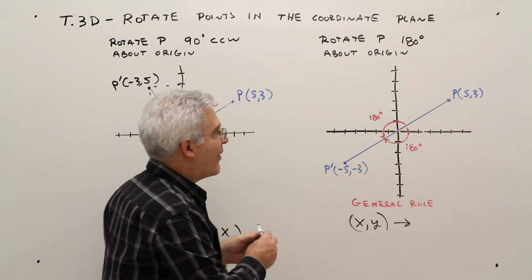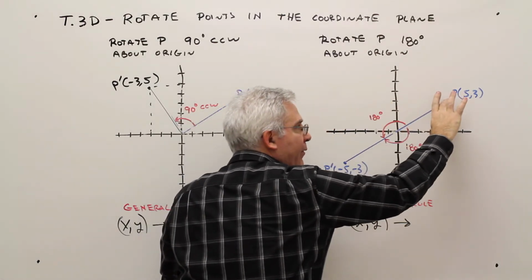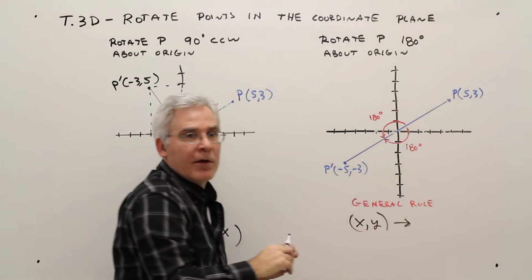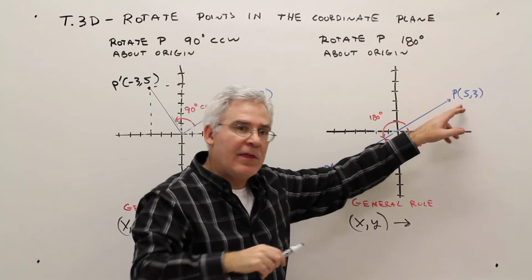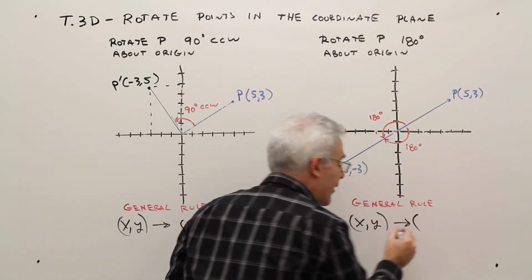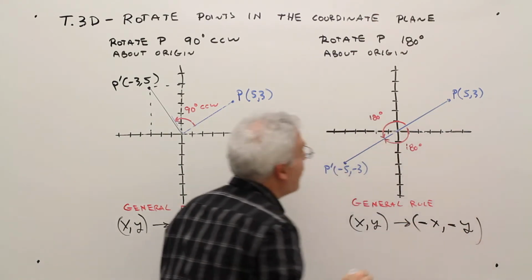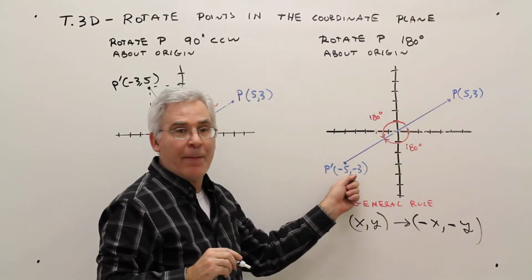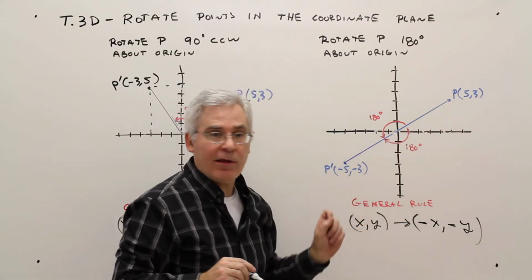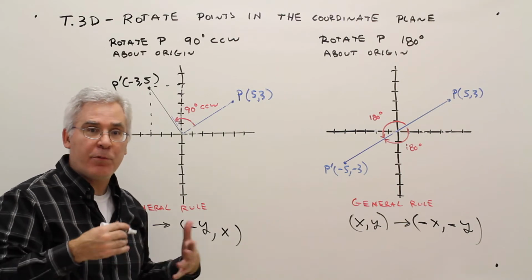So I've got that symmetry. If I was 5 there, I'll be negative 5 there. If I was 3 there, I'll be negative 3 there. So all I'm doing is going the opposite side, if you will. So x comma y, general rule, simply going to negative x, negative y. 5 went to the opposite of 5, 3 went to the opposite of 3. Okay, so I'll do a few more examples with applications now.